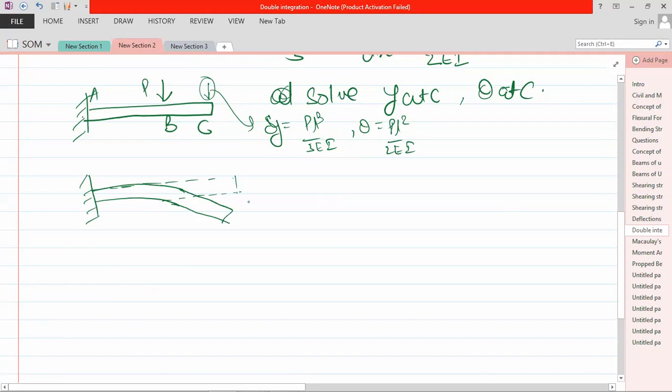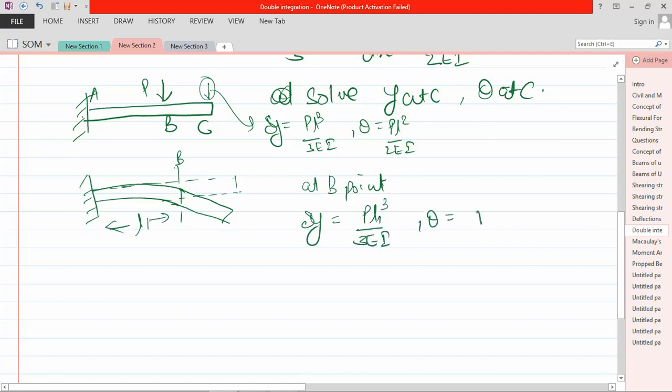So we need to obtain the deflection at point B, at the load point. What is delta? That is y, which is equal to, suppose this is L1, P L1 cube by 3EI. And your theta is P L1 square by 2EI. I hope everyone can obtain this directly up to B. Now we have to obtain it at C.